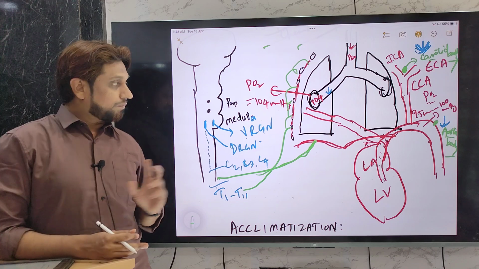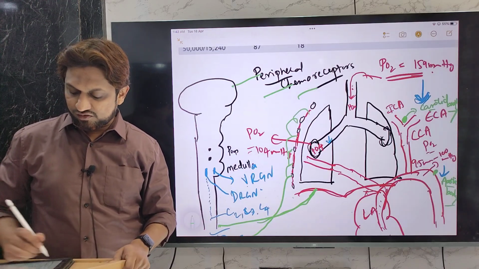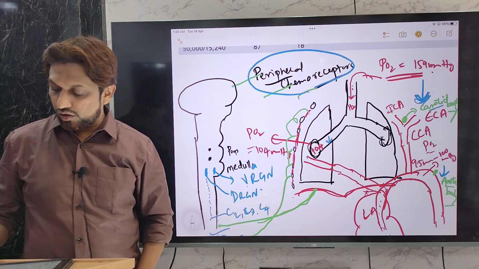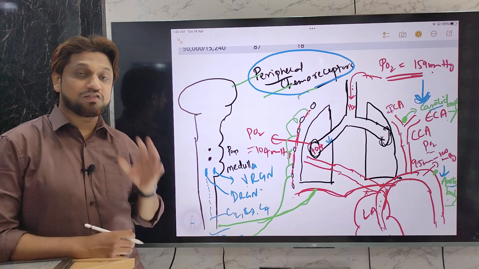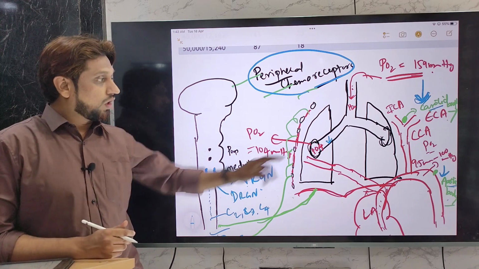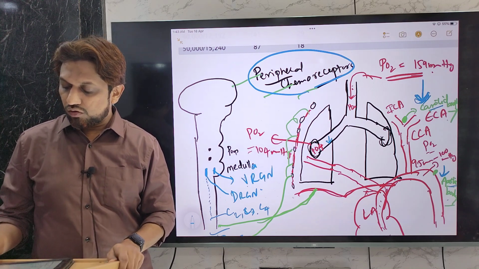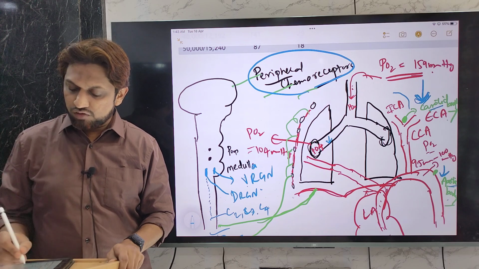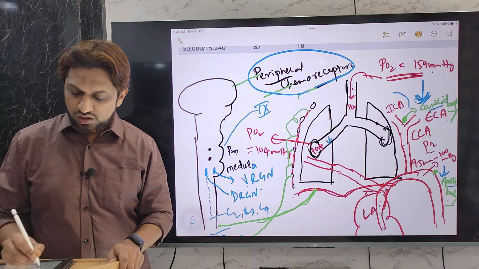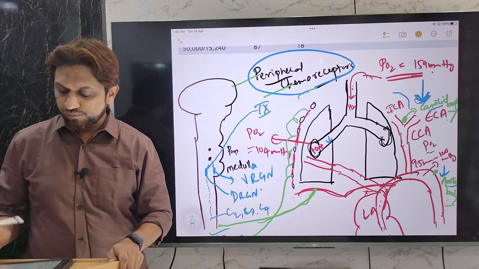Now, when your peripheral chemoreceptors, that is the carotid bodies and the aortic bodies, sense the change in the oxygen level, the reduced oxygen level in your blood, they will send the signal through two important nerves. Through the carotid body, one nerve will come, that is the ninth cranial nerve. It will send the signal to the ventral and dorsal respiratory group of neurons.